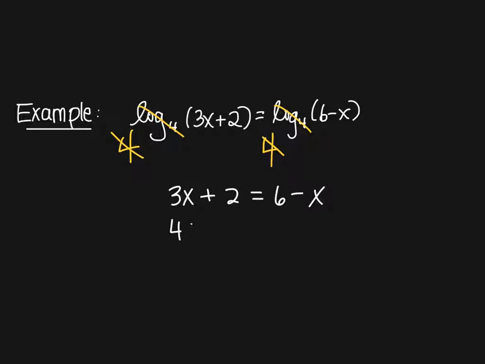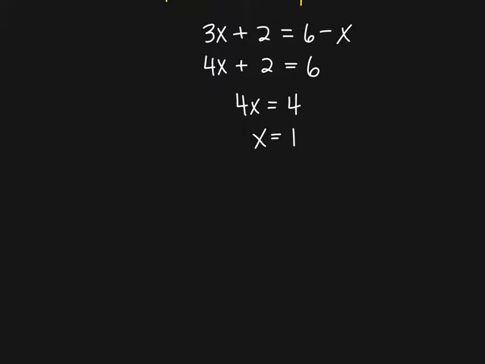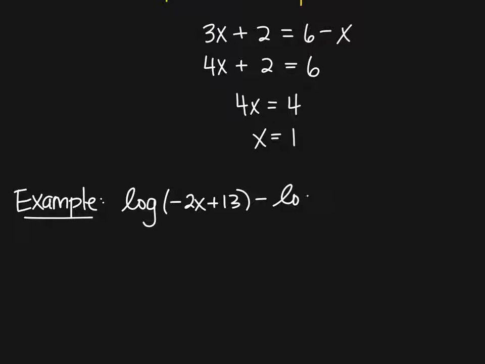We'll add x to both sides, so 4x plus 2 equals 6. We'll subtract the 2, and so x is 1. Okay, but just remember what your limit is. Your limit is no more than 1 log on each side. So this next question is going to exceed the limit, and I'm going to show you how to handle that. So if you've got the logarithm of negative 2x plus 13 minus the logarithm of 6 equals the logarithm of 4x.